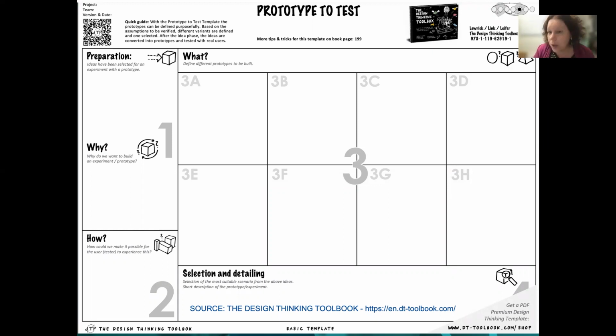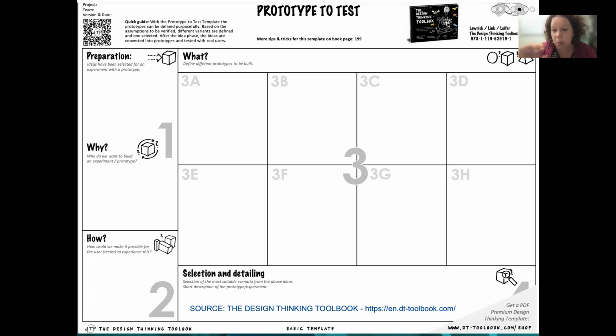This is from a wonderful resource, Design Thinking Toolbox, and I've got a website. You can see that down at the bottom. And this handout enables you to think through and to write through your thoughts about your prototype. So what ideas have you suggested? Why are we using this? How can we make this possible for the user to interact with? And then what kind of different prototypes there are.